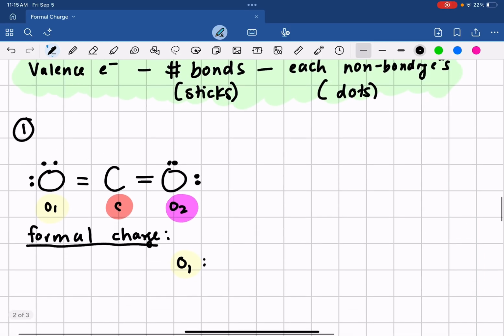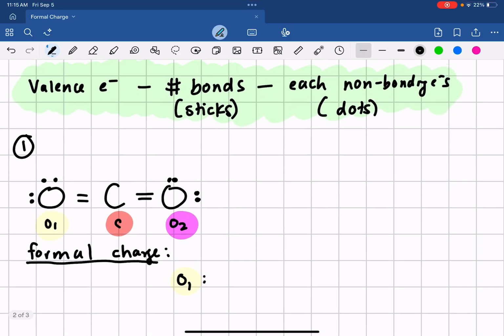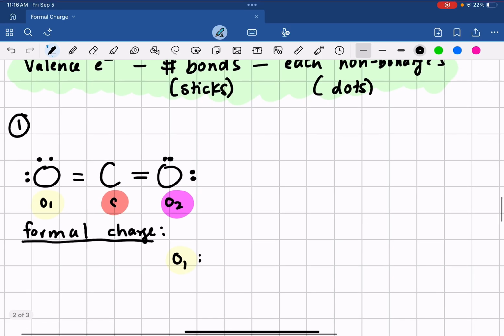So oxygen 1, let's take a look at the formula back up here and plug it all in. Valence electrons: oxygen 1 over here has 6 valence electrons. And how do I know that? If you look at the periodic table and at the columns, oxygen falls underneath the 6A category. And so that's how I know that oxygen has 6 valence electrons.